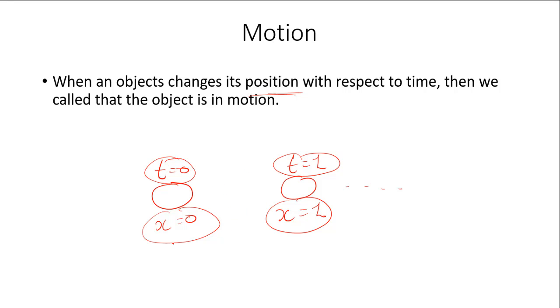At t equals 0, the position of the object is x equals 0. Now at t equals 1, its position is x equals 1 meter. Now at t equals 2, the position of the object is x equals 2 and so on. Okay, so there are a lot of types of motion. Let's take a look at them one by one.